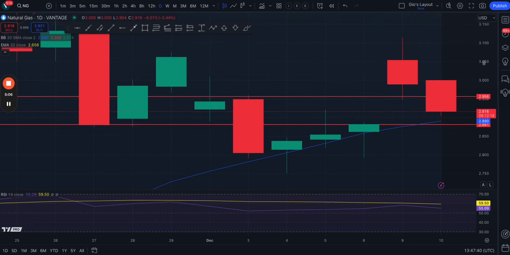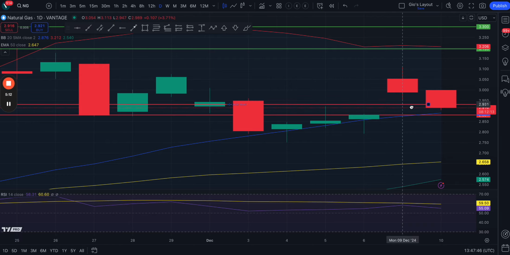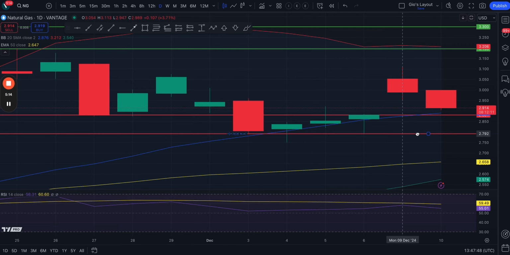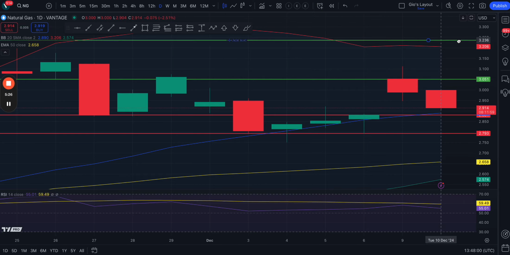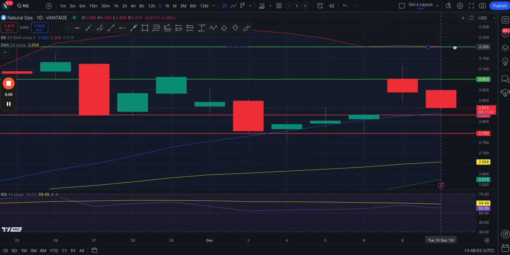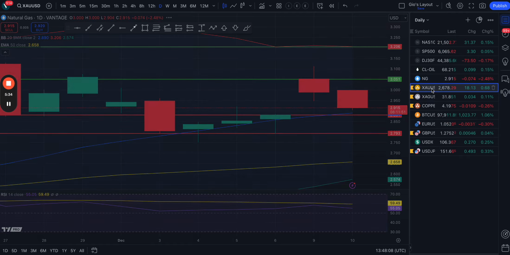Then we have Nat Gas that has come to close that gap. So let's lower our support to 280-ish or that low. And then our resistance, our first one is going to be 350, and the second one is going to be the top of the Bollinger Band. So let's see if it'll rebound from here.